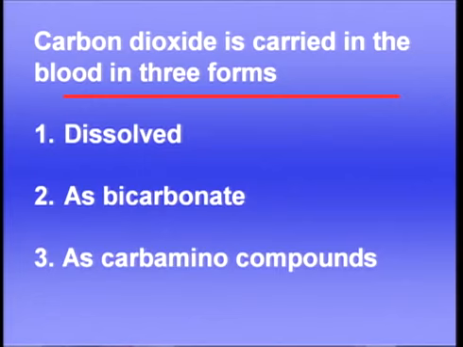Now let's move to the transport of carbon dioxide in the blood, which is the other major gas, of course, of respiratory interest. And carbon dioxide is carried in the blood in 3 forms. One as dissolved, secondly as bicarbonate, and third as carbamino compounds. So let's look at these in turn.